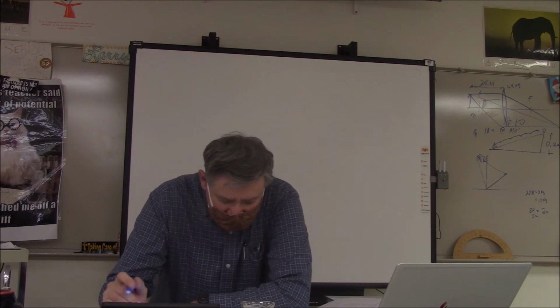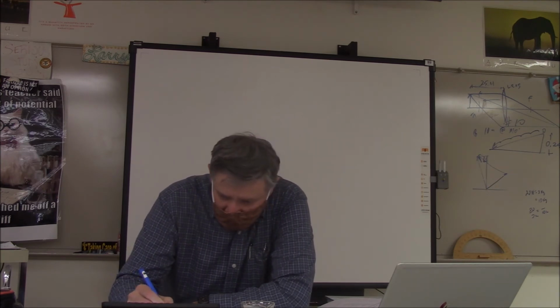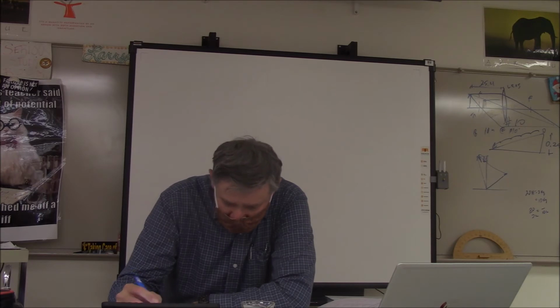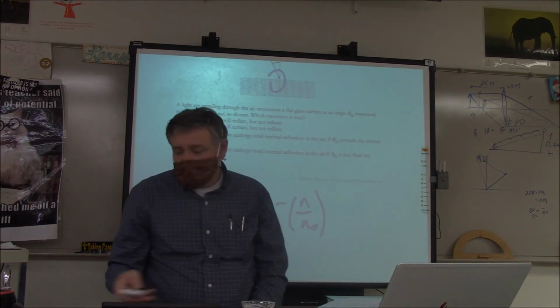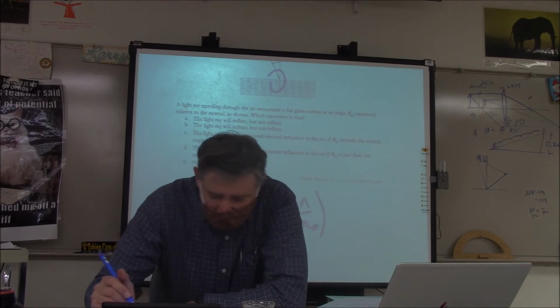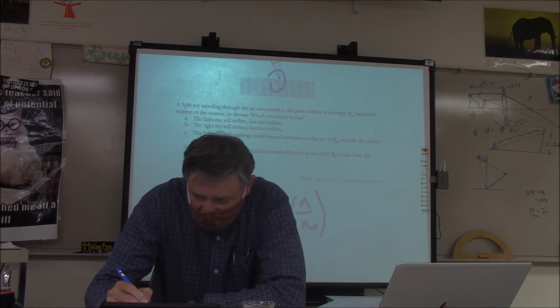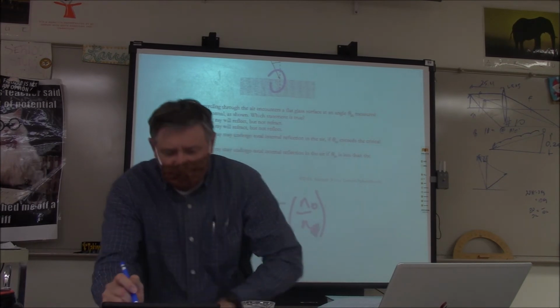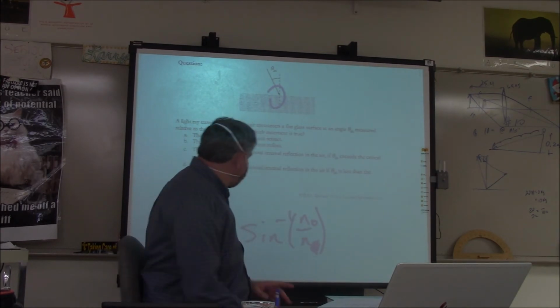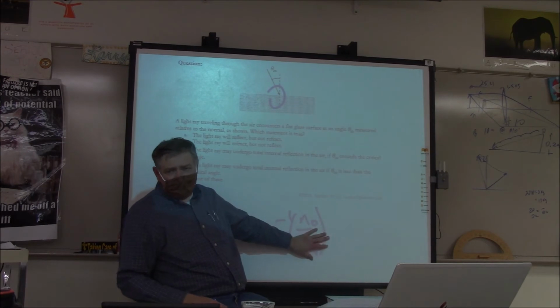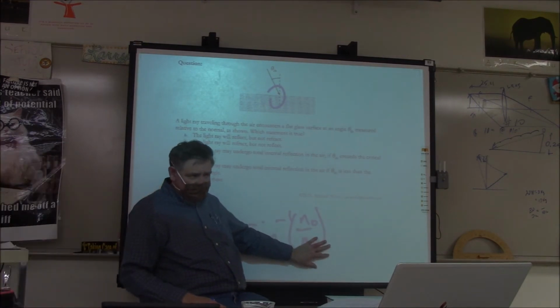Now, if you look at this, it's the inverse sine of n over n naught. Or is that n naught over n? Oh, it's n naught over n, my bad. So here's the deal: with this one, it's the inverse sine of n naught over n. If you need this equation, I will give it to you on the test. Don't memorize it.